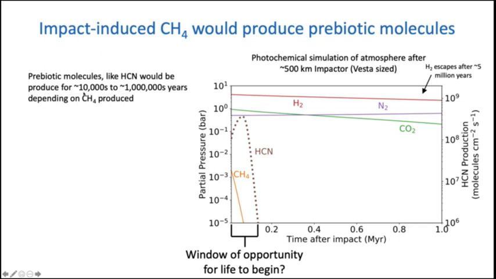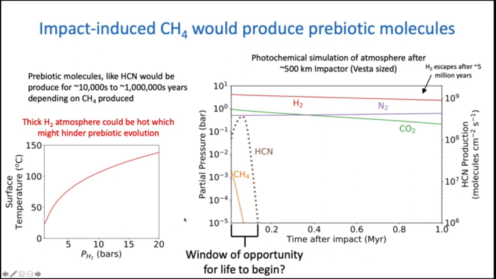Methane production would last longer or shorter depending on how much methane was initially produced by the impact. So for smaller impacts that make less methane, maybe the hydrogen cyanide would be produced for 10,000 years, and for really big impacts that make a lot of methane, then hydrogen cyanide might be produced for 1 million years or a couple million years. This period of time, when hydrogen cyanide and other prebiotic molecules are produced, could be a nice little window of opportunity for life to begin.